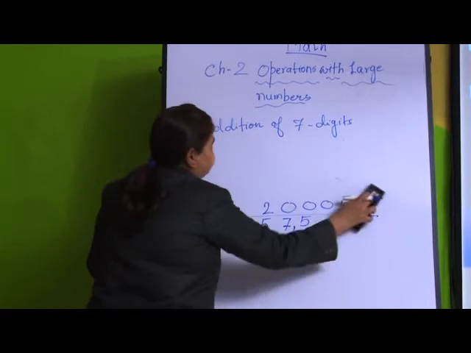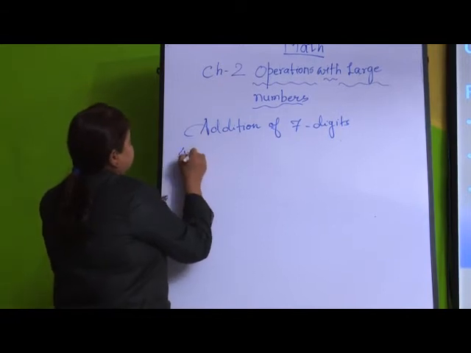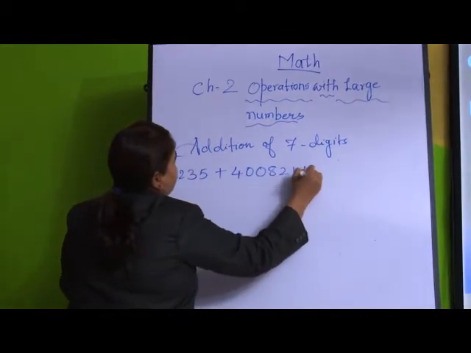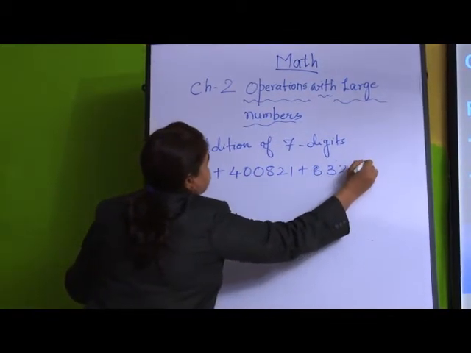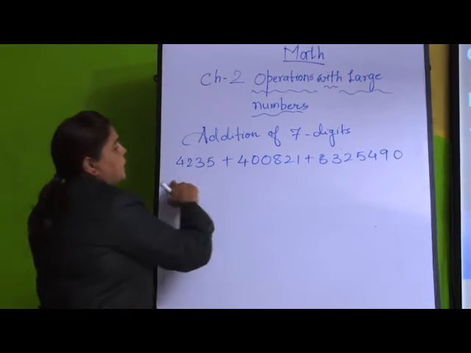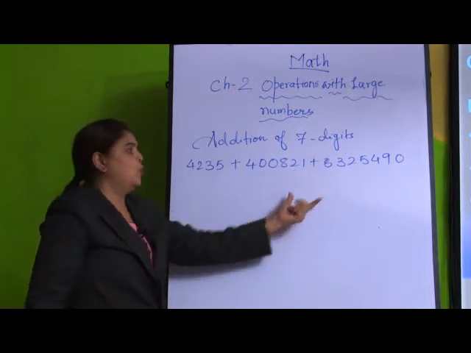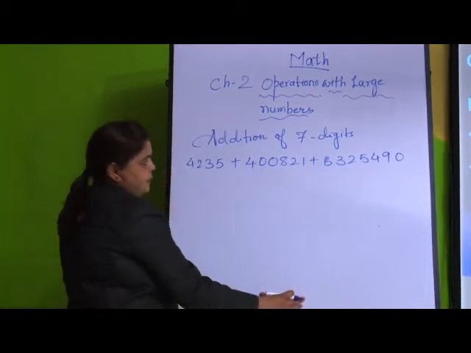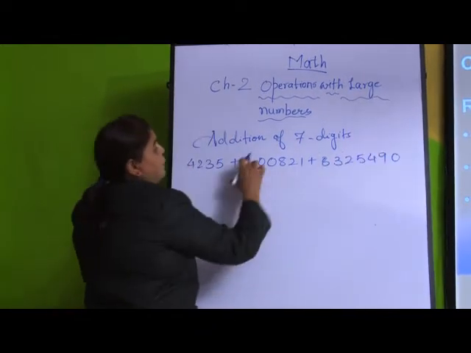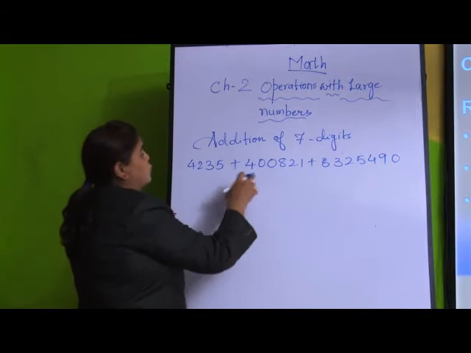One more example. Suppose the number is in this way. What I had done? Very simple. I had done all the addition. Can I do this addition in this way directly? No. First I have to arrange this number vertically. This is horizontal. It's very hard for me to do the calculation. It may go wrong.